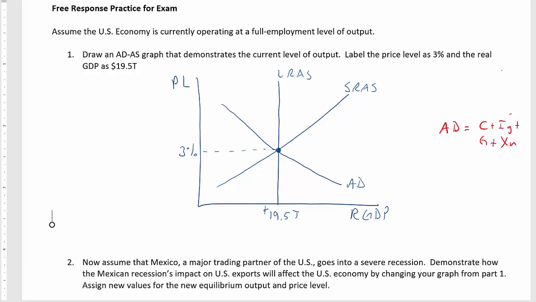So if our net exports decrease because of Mexico's recession, that's going to change our graph in part one. First, demonstrate how the Mexican recession's impact on U.S. exports will affect the U.S. economy. Fewer exports means there's less aggregate demand. So our aggregate demand curve is going to shift to the left, which gives us a new equilibrium where there is less GDP than before and the price level has gone down. So basically that's a recessionary level of output. The U.S. has moved into a recession as a result of the Mexican recession.